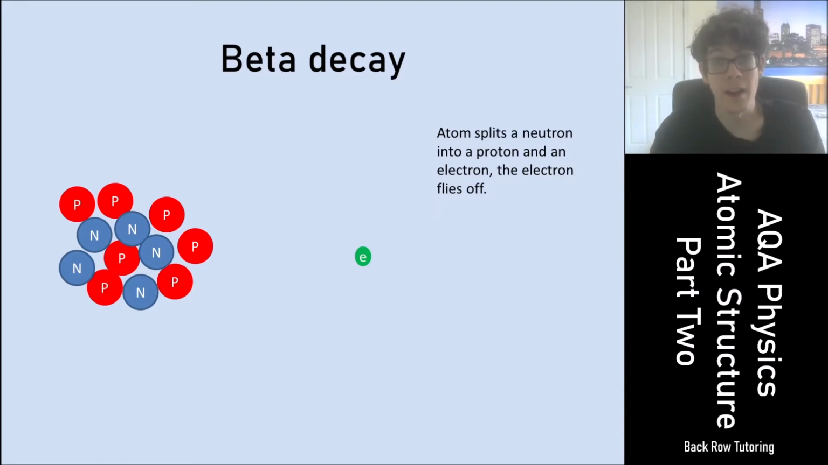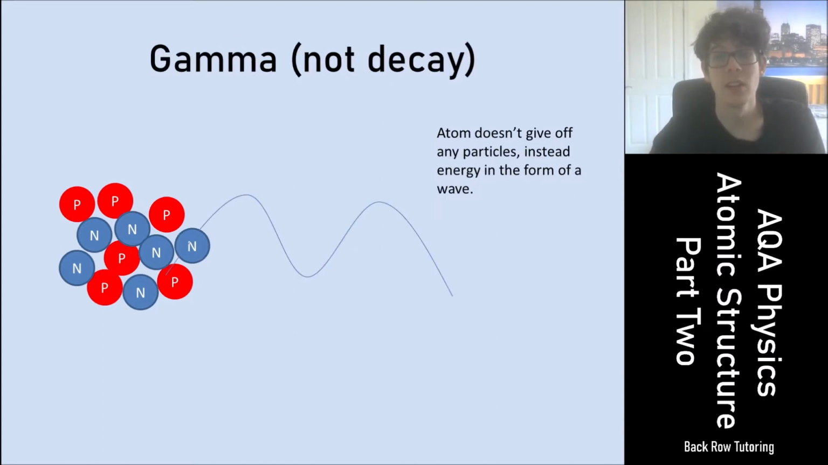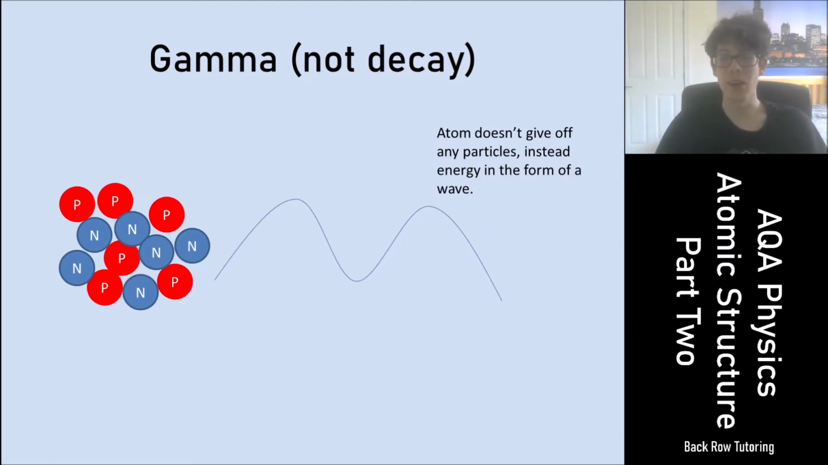and that is the beta particle. The beta particle is the electron. And gamma radiation, you have a nucleus and it needs to get rid of a lot of energy quickly. So it gives off this gamma ray, which is a high energy electromagnetic wave. The atom doesn't give off any particles, instead energy in the form of a wave, gamma rays.